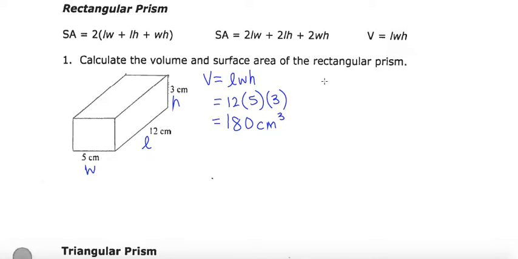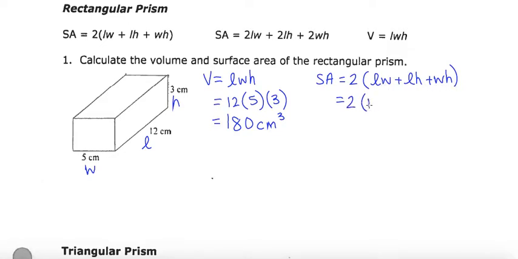The next thing we want to look at is the surface area. You'll notice that there are two versions of the surface area formula that you could choose from, and it doesn't matter which one you choose. You're both going to end up with the same final answer. I'm going to use the first version of this formula: 2 times the quantity length times width plus length times height plus width times height. Now I'm going to substitute in the numbers for my variables.